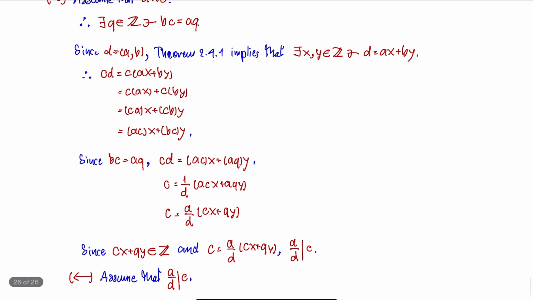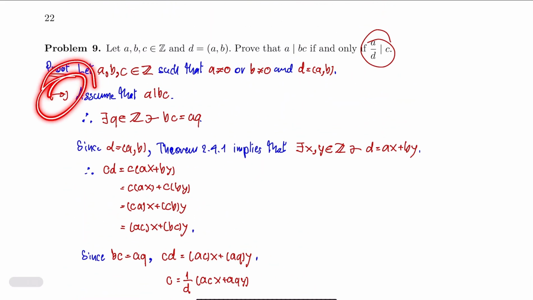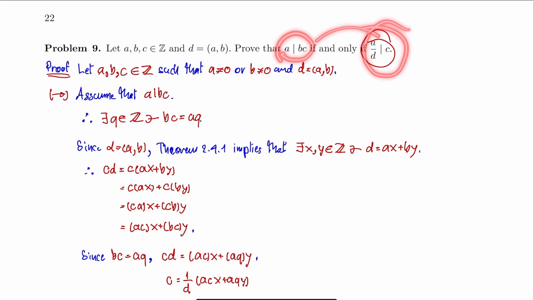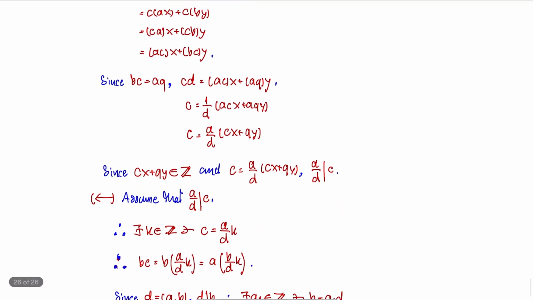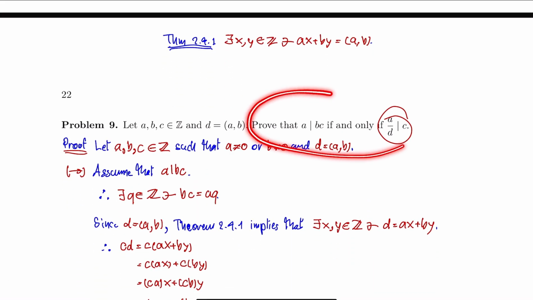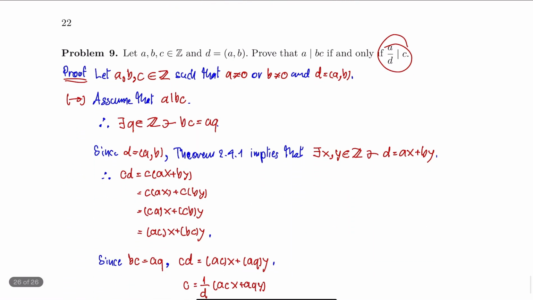So we have shown that a divides bc. Now we proved the arrow from the left to the right, that if a divides bc, then a over d divides c. And we have proved that if a over d divides c, then a divides bc. Therefore, a divides bc if and only if a over d divides c. That's what we have right here. So we have proved this statement already, and that's it for this video.